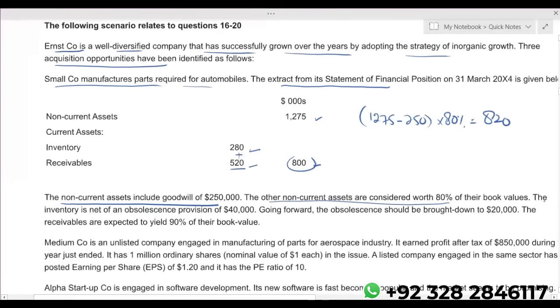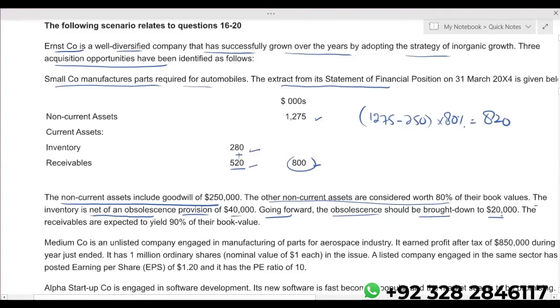Okay. The inventory is net. Read it nicely. The inventory is net of an obsolescence provision of 40. This 280 is after the obsolescence provision of $40,000. Going forward, the obsolescence should be brought down to $20,000.